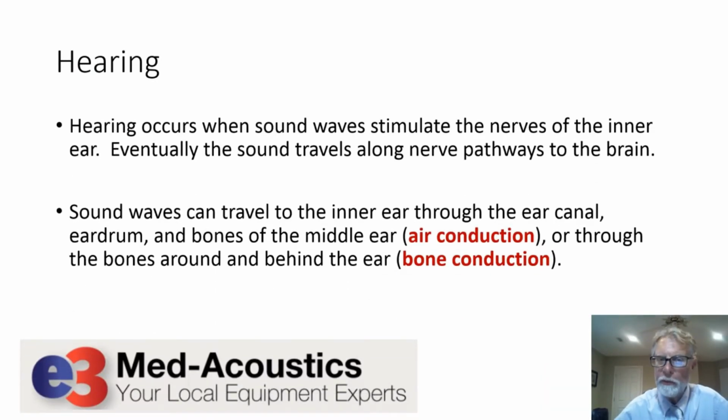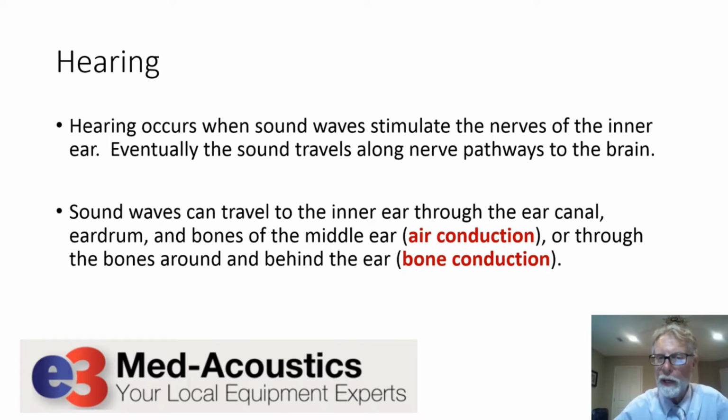Hearing occurs when sound waves stimulate the nerves in the inner ear, in the organ of hearing, which we call the cochlea. And eventually the sound travels along pathways, the auditory nervous system, to the brain. Now, sound waves can travel to that inner ear through the ear canal, the eardrum, and the bones of the middle ear. We call that air conduction. That's normally how we hear. And if we test hearing using either a headphone or an insert phone, then it's air conduction testing.